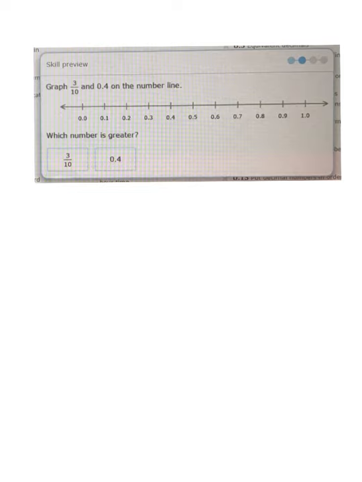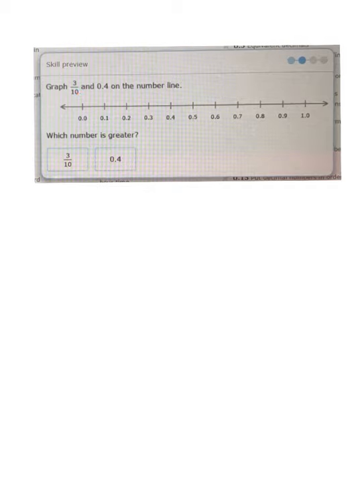In this video, we're using all the information and learning we've done in this last section, as well as other sections, to outright compare fractions and decimals. This first couple examples, we're looking at number lines. It says graph 3/10 and 4/10 on the number line. If you understand what these things mean, this should be an easy question.